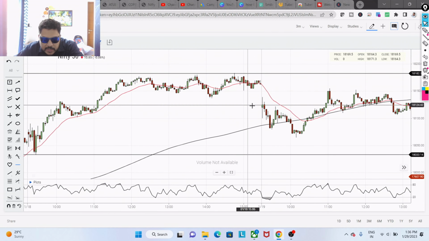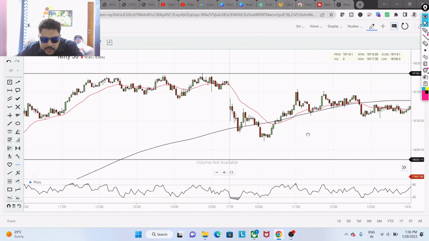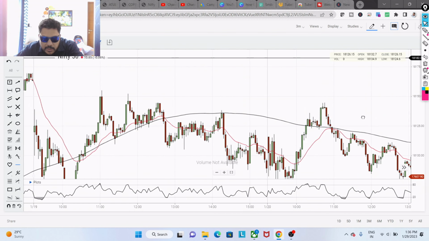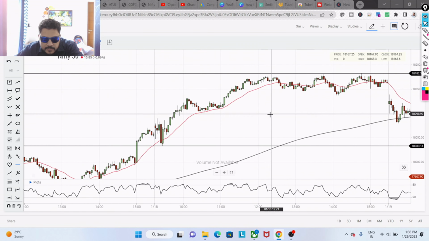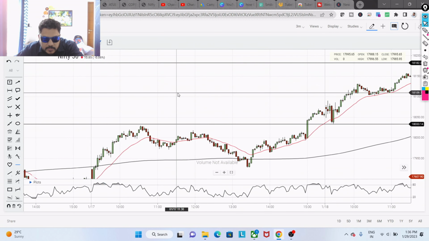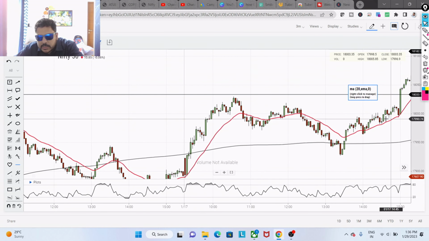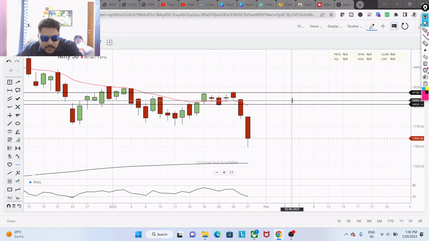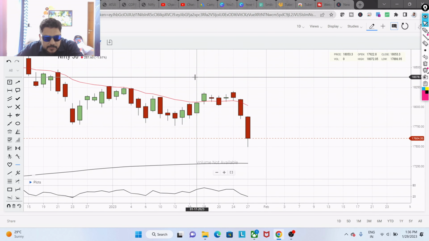And then what happened next day? Next day also it opened in the range and stayed sideways. So it is not an entry day for you here. If you want to see this on a daily time frame for understanding's sake, you can easily understand here.